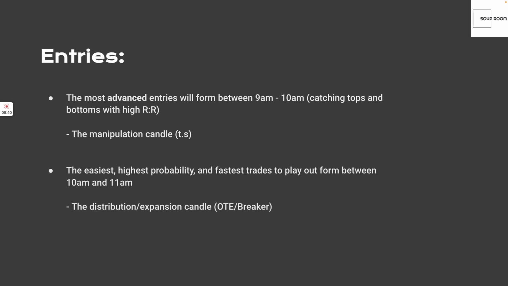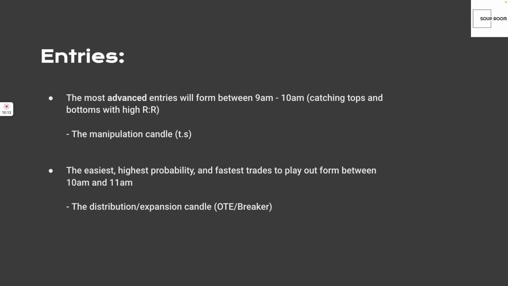Entries. Here's the juice. The most advanced entries will form between 9 a.m. and 10 a.m., catching tops and bottoms with high risk to rewards. The manipulation candle, turtle soup. This is the second candle in the range. As I said, the most advanced entries, 9 a.m. and 10 a.m.